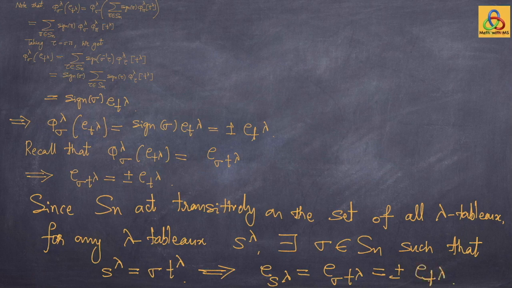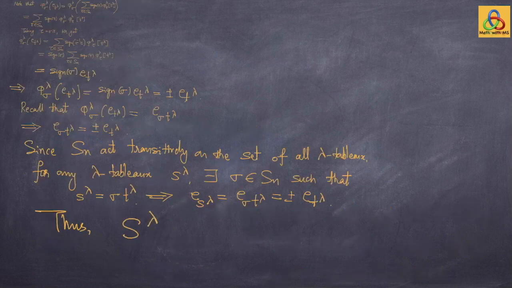This shows that the set of all polytabloids P lambda has two elements, E of T lambda and minus E of T lambda, and therefore the complex subspace of M lambda spanned by P lambda is just one dimensional. The subspace S lambda in this case is simply the vector subspace spanned by E of T lambda.